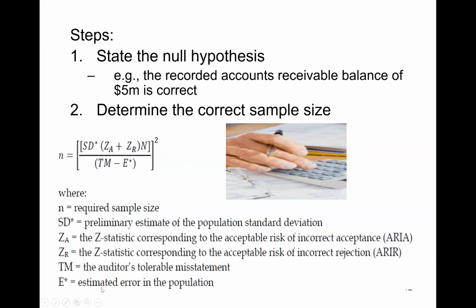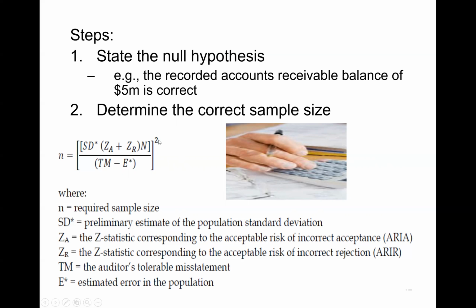And then E star, this is the estimated error in the population. This is a preliminary estimate of the error before the auditor's done any sampling. And the other one that I haven't got down here is big N. Big N here is just the population sample size. Okay, so this is the formula for calculating the sample size.